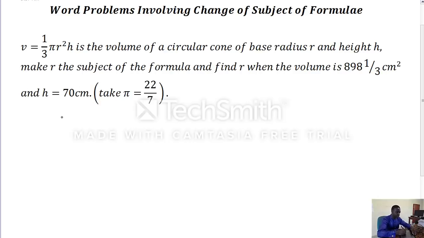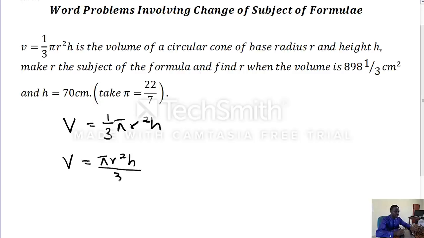Now the first question says we should make r the subject of the formula. So from this equation, V is equal to 1/3 pi r squared h. In making r the subject, we can rewrite this equation as V is equal to pi r squared h divided by 3. I'm going to cross multiply, since this is over 1, and this gives me 3V is equal to pi r squared h.